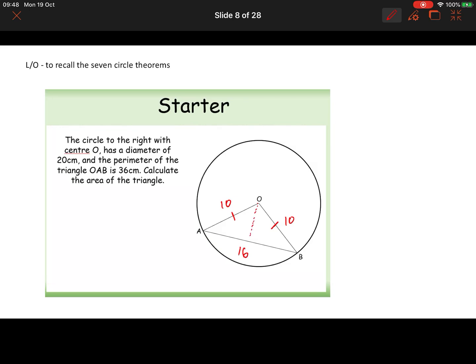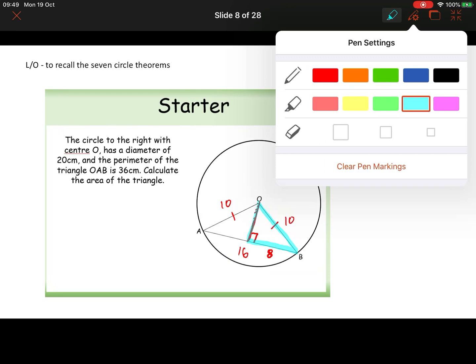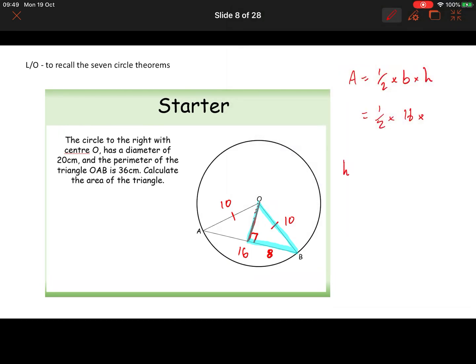Since it's an isosceles triangle, I can split this down the middle, because remember, area of a triangle is a half times the base times the height. I already know a half, and I know the base of this triangle is 16. What I don't know is the perpendicular height. Half of the base is 8, so I've now got a right-angled triangle where I know the hypotenuse, I know one of the shorter sides, and the other short side is the height.